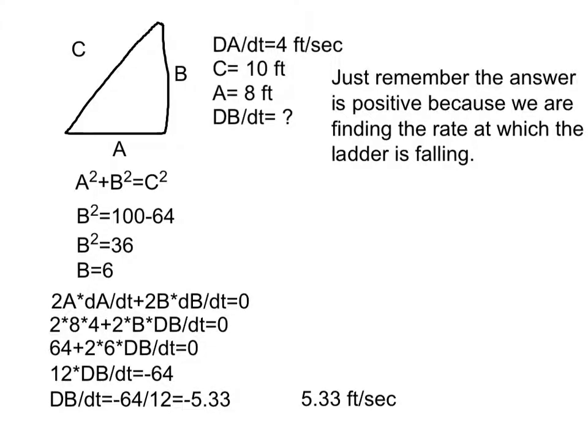Using the Pythagorean theorem, you can solve for b using the given variables. Once you have solved for b, plug in all your known values into the derivative of the Pythagorean theorem and solve for dB/dt. Just remember that the answer is always positive because when you're finding the rate at which the ladder is falling, it cannot be negative.